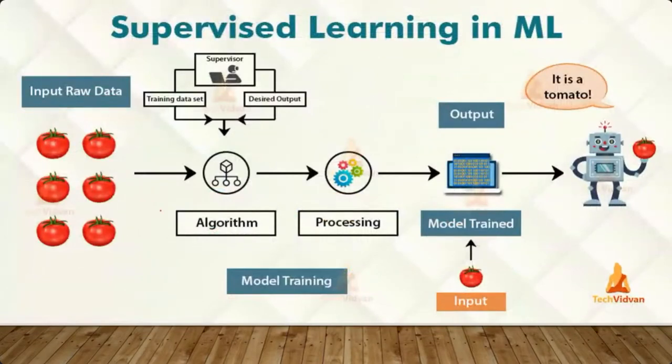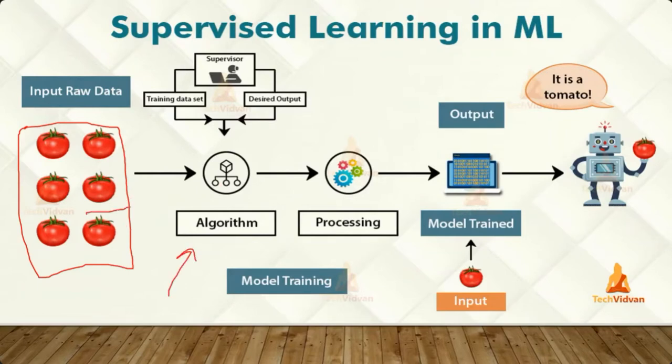When you take supervised learning, this works completely with labeled data. As you can see here, there is a group of tomato images. We are giving these images to the machine and telling it that whenever an image like this comes, you must give us the output as tomato. This is how we are supervising the machine, as the name suggests. You are supervising the machine to give the desired output. Once you tell the machine and it builds a model, whenever you give an image of a tomato, it gives the correct output. This is the process a supervised machine learning algorithm involves.